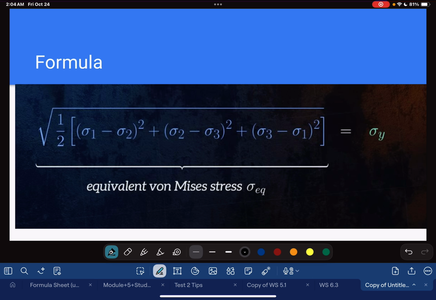This formula essentially signifies the equivalent von Mises stress, or the von Mises stress criterion. Essentially what this number means is that you have to compare this number to your yield strength. If this number is more than or equal to your yield strength, then that means your structure is going to fail. And that's how you use that number.